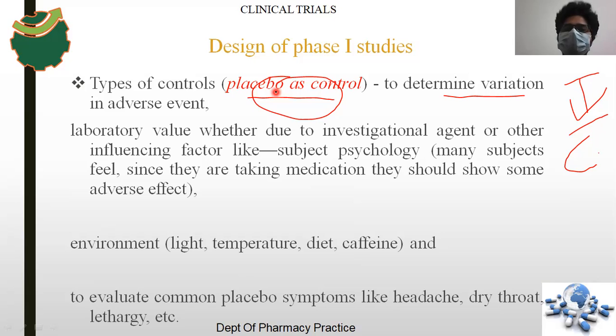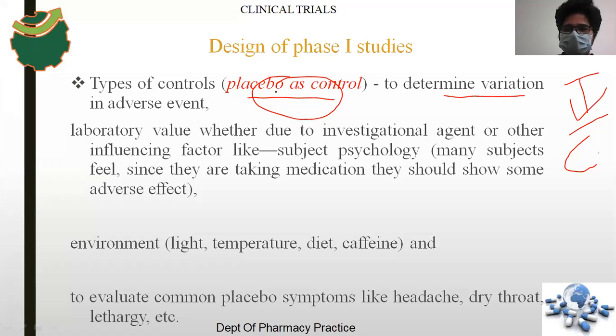Let me give an example here. Consider there is an increase in urine frequency rate, or there is an increase in GFR. If the increase in GFR is the same in both the control group and the test group, then the increase in GFR is not because of the drug. That one is a normal psychological effect. Even psychological effects play a role here sometimes.